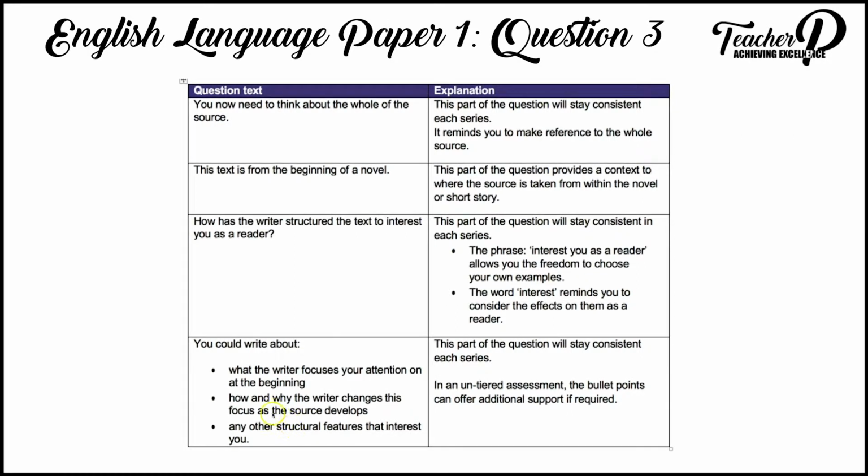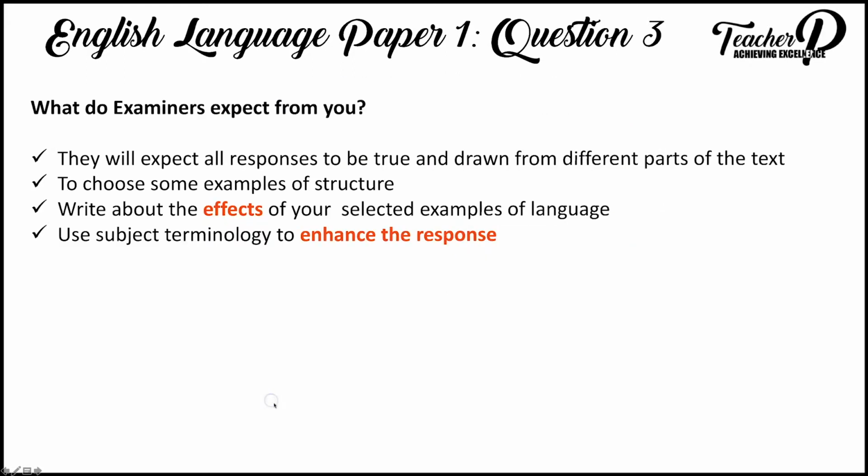I would like to draw your attention to the words how and why. When picking structural features, you must explain how the writer has used that structural feature and why the writer has used it, in particular linking it always back to the effect on the reader. So what do the examiners expect from you?